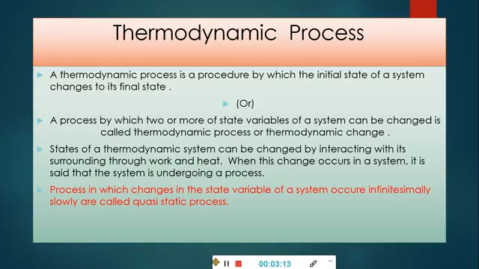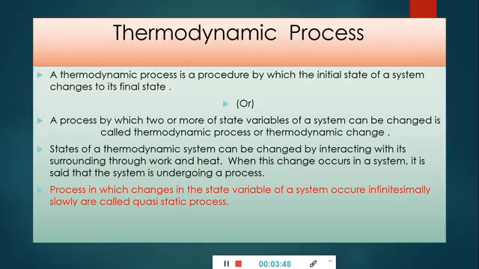So we know that these changes should occur in a very short period of time, so that the system is always in thermodynamic equilibrium. What is the meaning of that? There is no exchange of heat, that is, they are at constant temperature. Such a process in which changes in the state variables of a system, that is the pressure and volume, occur infinitesimally slowly, are called quasi-static processes.